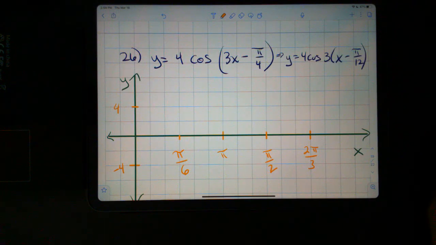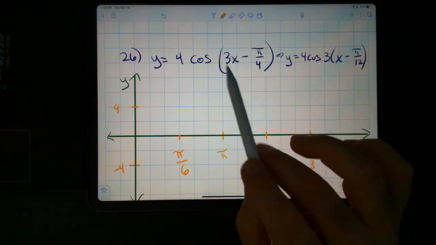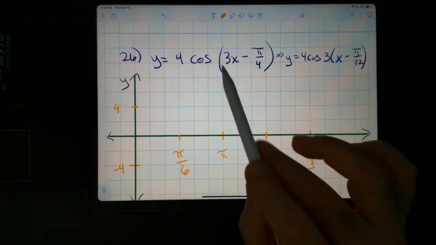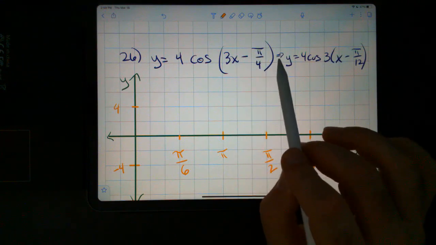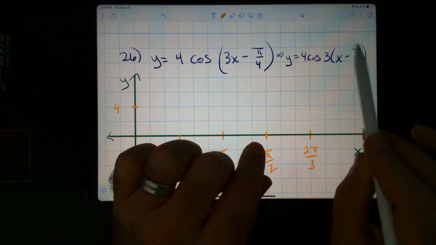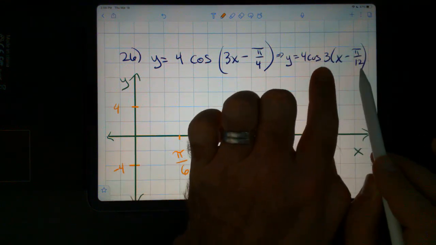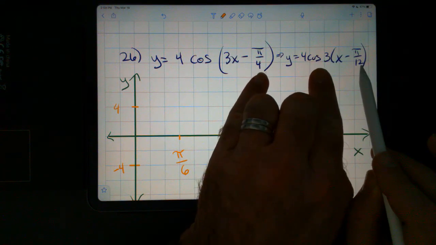Hello. So for here, I'm going to graph y equals 4 cosine of 3x minus pi over 4. Let's factor the b out of this. So this implies y is equal to 4 cosine of 3 times x minus pi over 12. And this works because 3 times pi over 12 is 3 pi over 12, which simplifies to pi over 4.